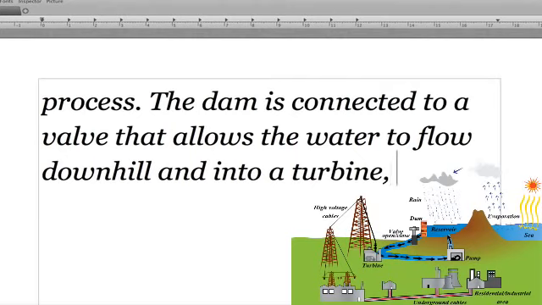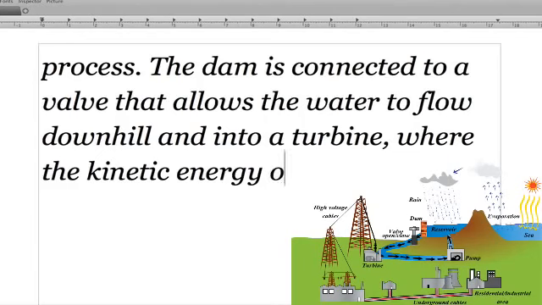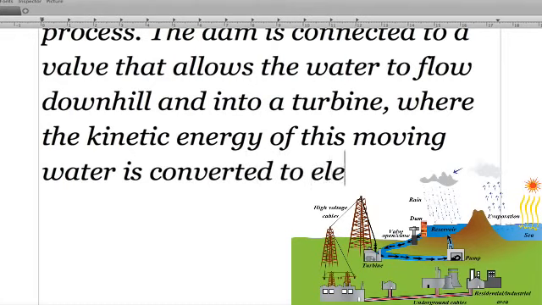And then, as we were saying, what the turbine does is it's converting the kinetic energy produced by the water as it flows downwards into electricity. So let's just stick in, so into a turbine where the kinetic energy of this moving water is converted to electricity.